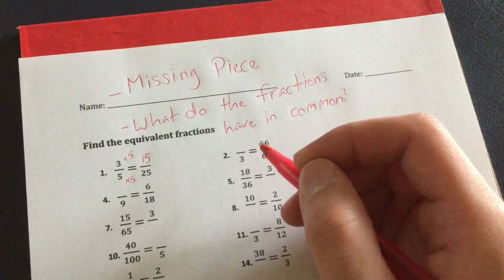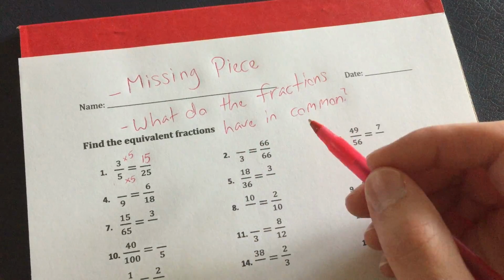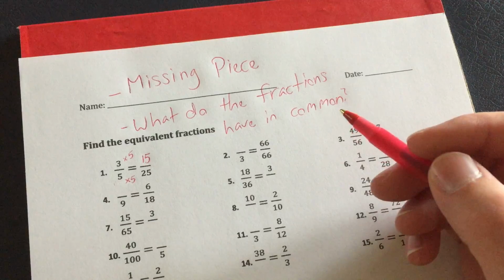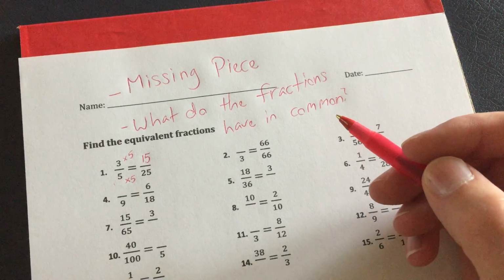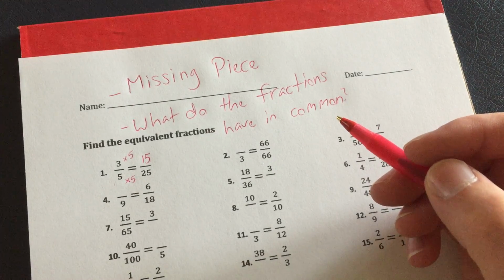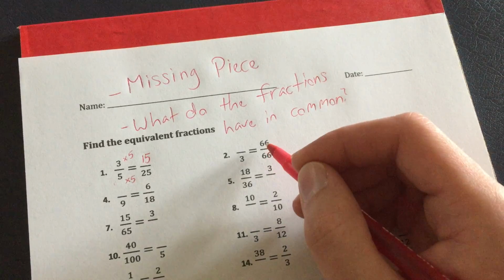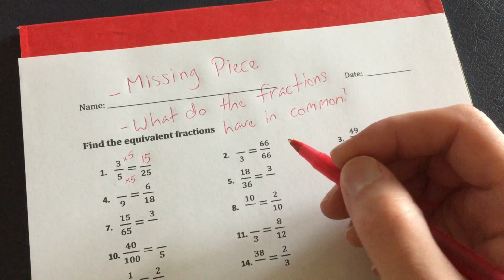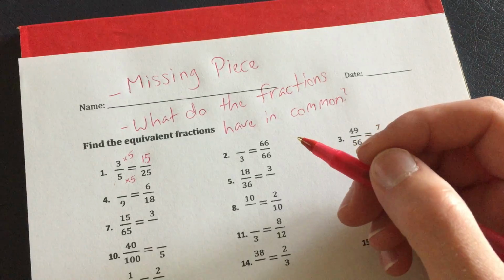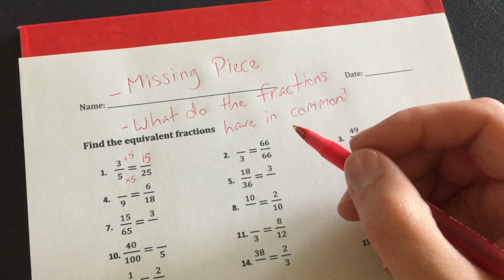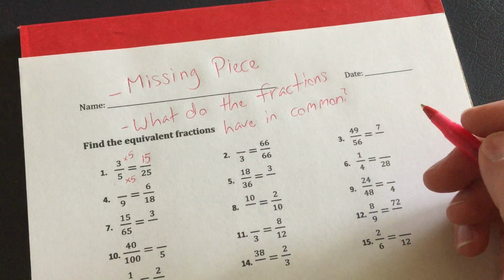We have blank over 3, something over 3, equals 66 over 66. Well, we got some big numbers here. This time we're going to start on the big side. We don't know one of the numbers on the little side, on the small side of the fraction, so we're going to go on the big side.